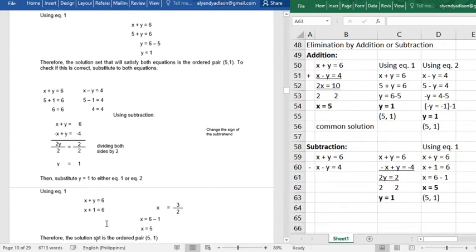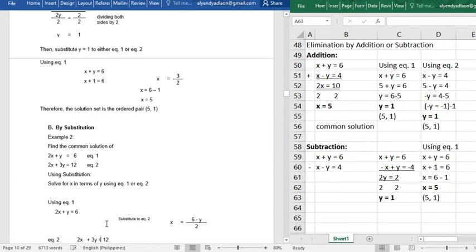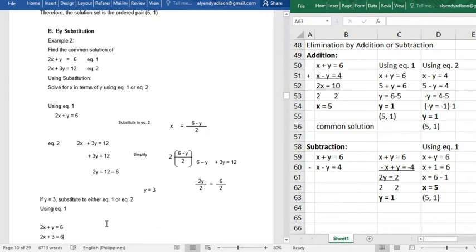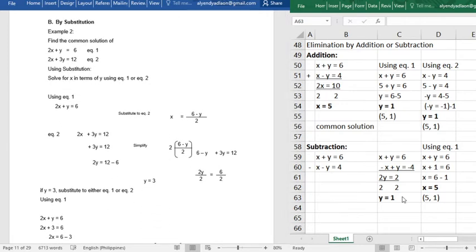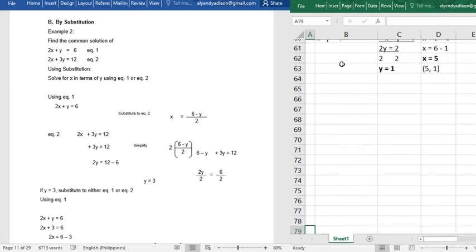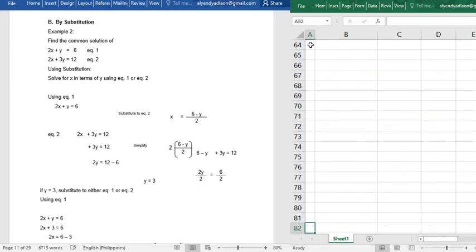Now next, let us proceed with substitution. So actually, class, substitution is another method. If you use substitution with these two equations, you will still get the same answer, because substitution is just another method of solving, but you will still get the same answer whether you use substitution rather than elimination by addition or subtraction. Now let us try using substitution.